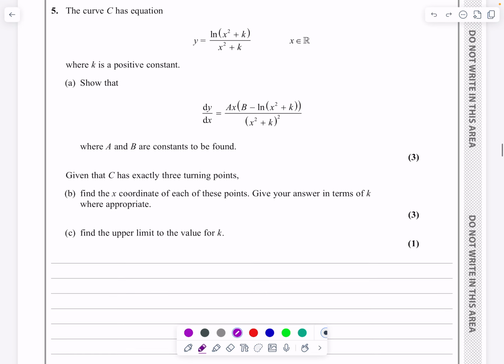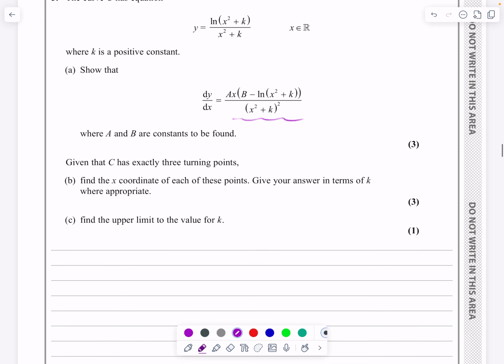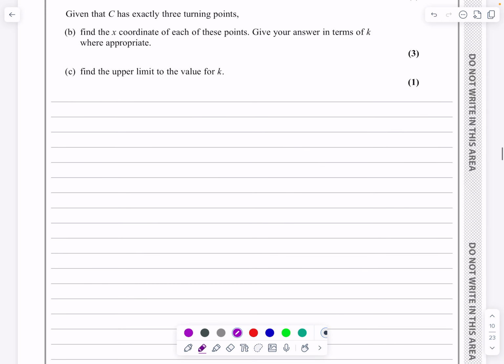So part A says, show that dy by dx is equal to, and then we've got to get it in that format at the very, very end. I won't worry too much about that to start off with. Let's just see how far you can get with it, and then we'll look at the final answer towards the end of it.